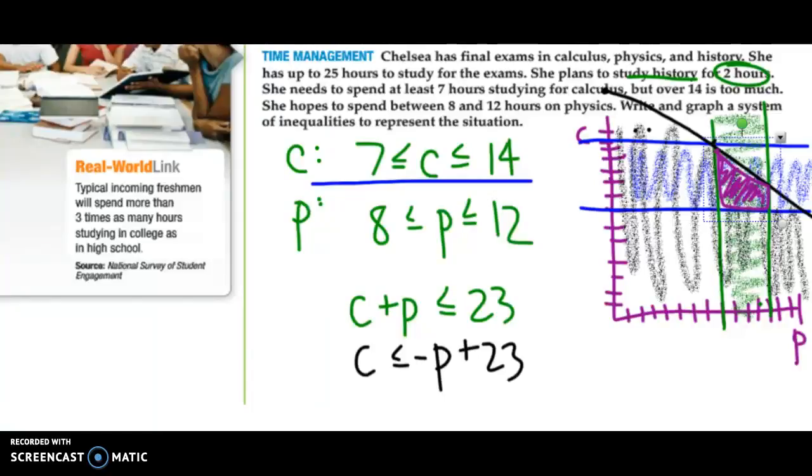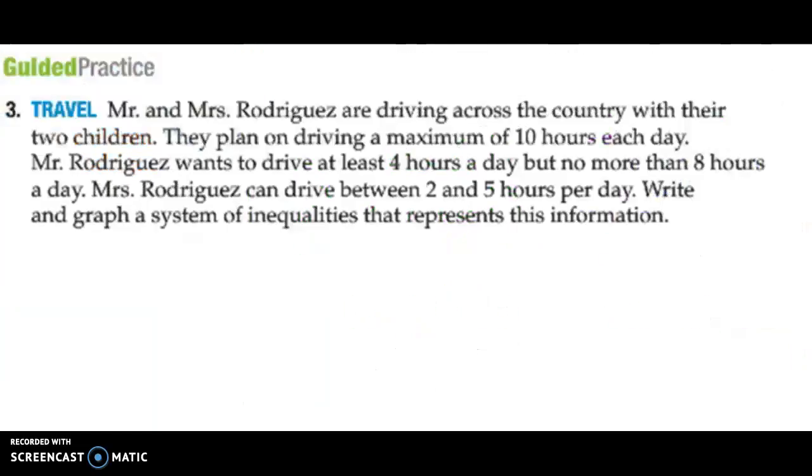Okay, I'll do that right here. 10 hours of physics, 10 hours of calculus, and then 2 hours of history. All that's 22 hours, which is less than or equal to 25 total hours. So this is how we can do this problem right here. Okay, you could try one right now.